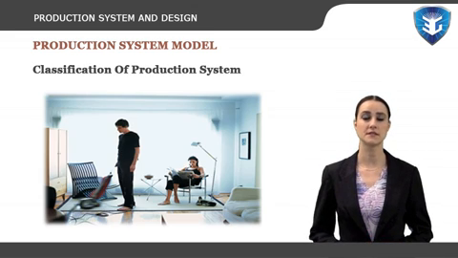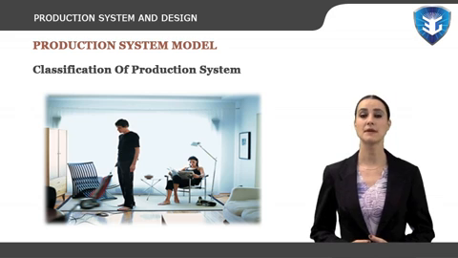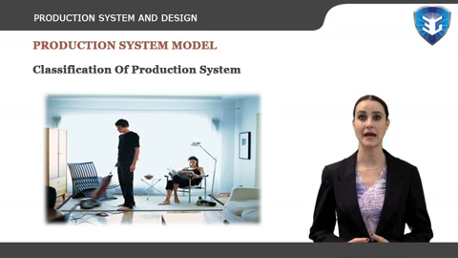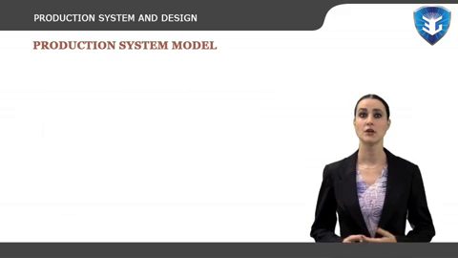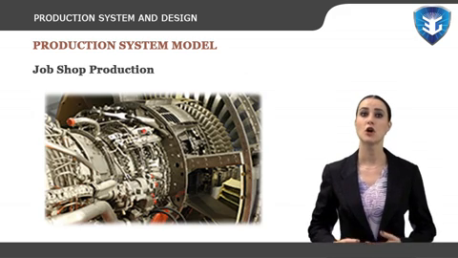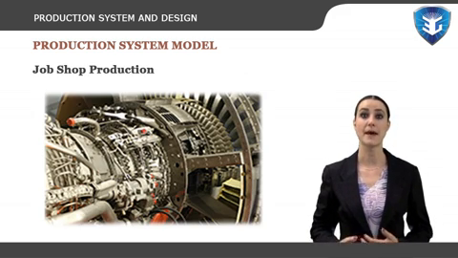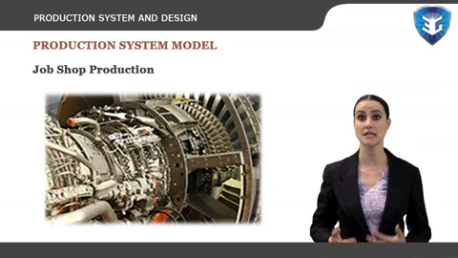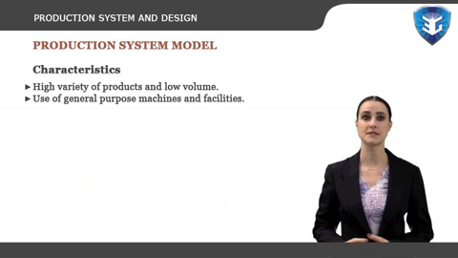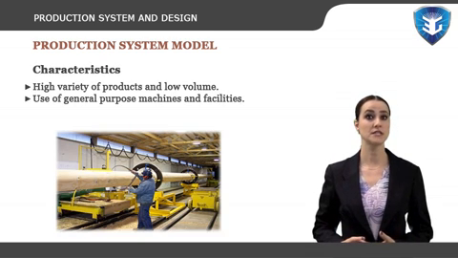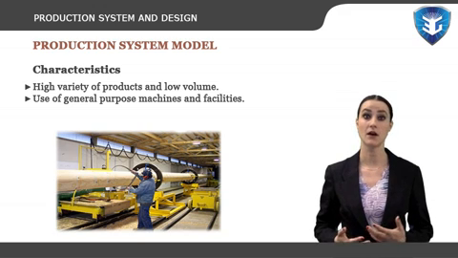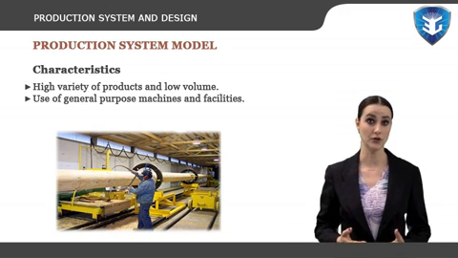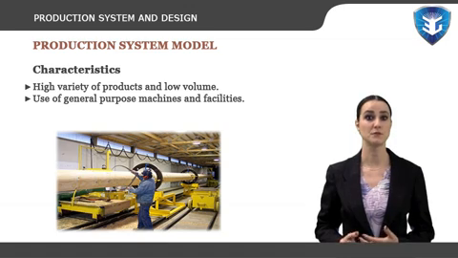Classification of production system. Production systems can be classified as job shop, batch, and mass production. Job shop production. Job shop production is characterized by manufacturing of one or a few quantity of products designed and produced as per the specification of customers within prefixed time and cost. Characteristics. The job shop production system is followed when there is high variety of products and low volume, use of general purpose machines and facilities.